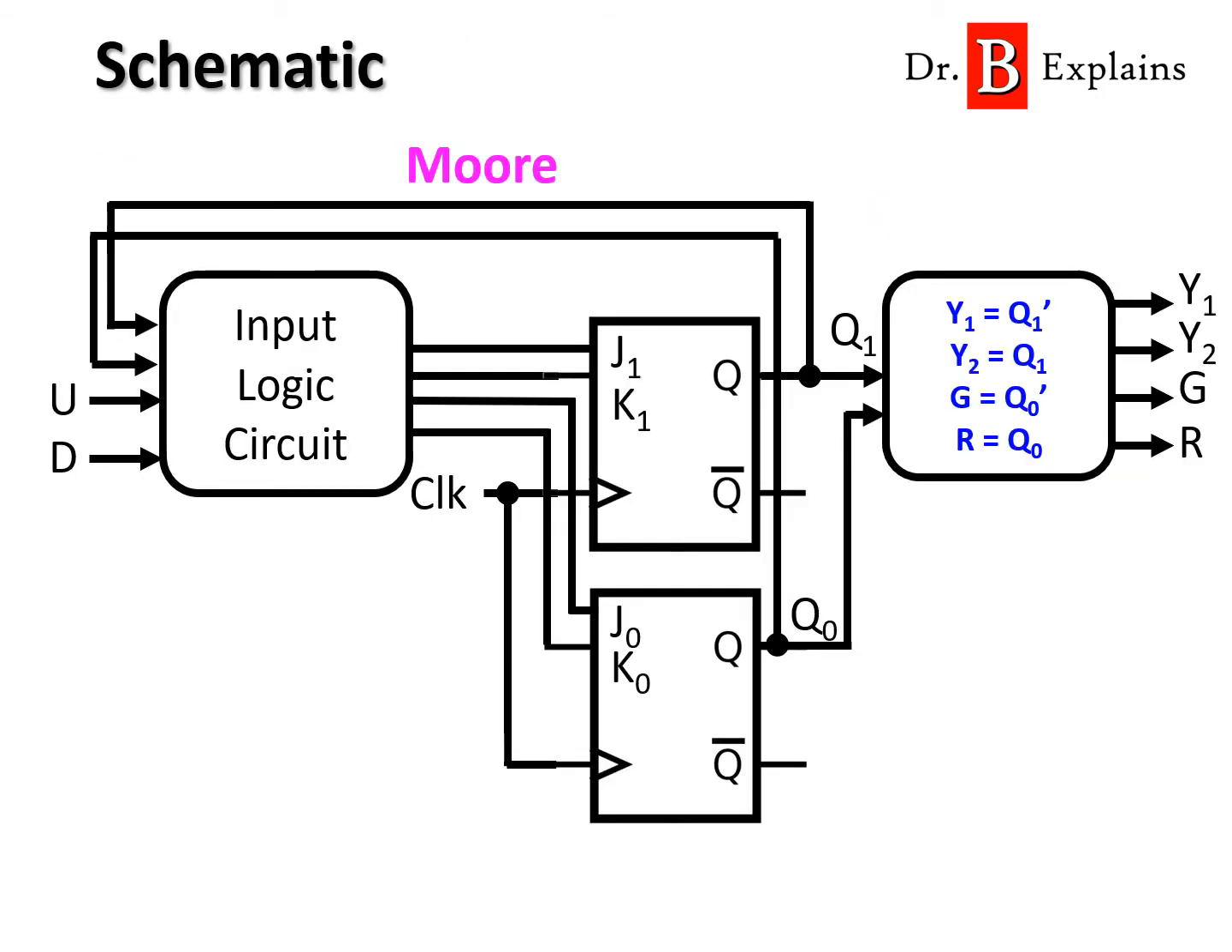So now we have a JK flip-flop. We need to determine what values I need to put in here so that I get the Q that I need. So that's what we're thinking.